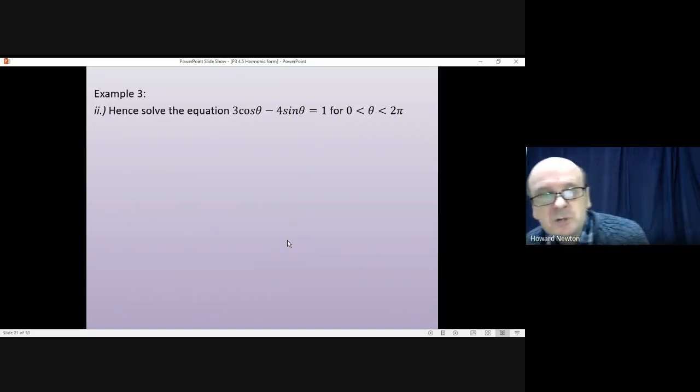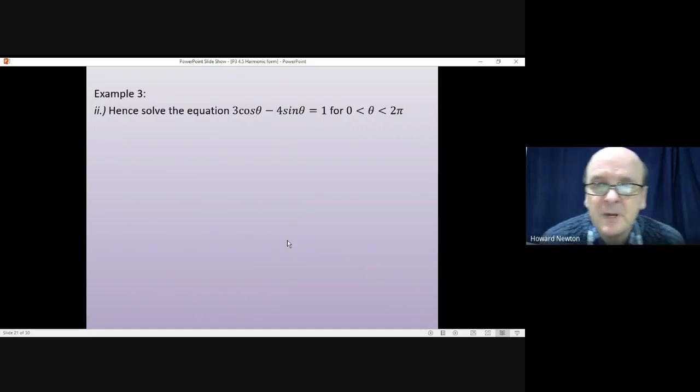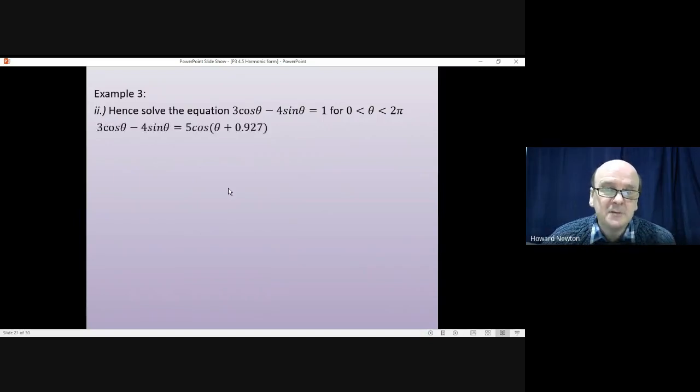Okay, part 2 asks us to solve the equation 3 cos theta minus 4 sine theta equals 1. And again, the range is in radians. Theta is from 0 up to 2 pi. Well, we just worked out that 3 cos theta minus 4 sine theta is equal to 5 cos(theta plus 0.927 radians). So that is the equation that we will solve: 5 cos(theta plus 0.927) equals 1, because it is much, much easier to solve than if we tried to solve the left-hand side.